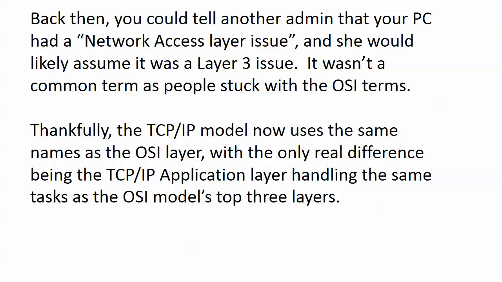And you know, you could tell another admin that you had a network access layer issue back then, and she would just hear network and say, oh, okay, layer 3, a routing issue. Well, not necessarily. It was not a common term because people have stuck with the OSI terms. And that's really, it's not the only reason the OSI model is still around, but it's a major one. And thankfully, as we saw earlier, the TCPIP model now uses the same names as the OSI layer, with that only real difference being the top.